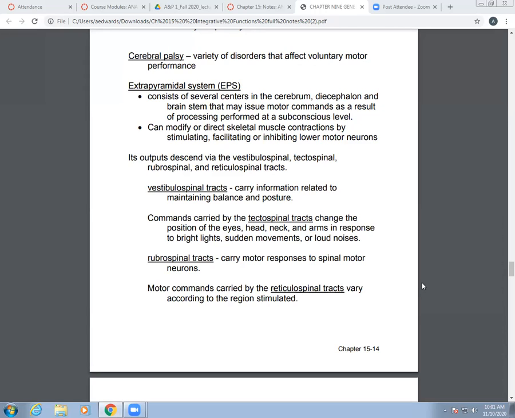Okay, extrapyramidal system. It's going to consist of multiple centers in your cerebrum, your diencephalon, and your brainstem that issue motor commands as a result of some subconscious processing. And they can change or direct contractions of your skeletal muscle either through inhibiting the lower motor neurons, facilitating the lower motor neurons, or stimulating. Okay.